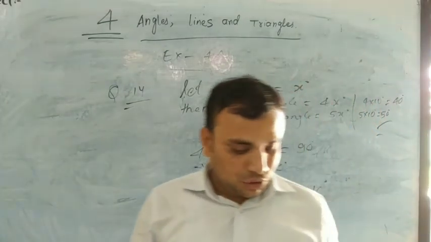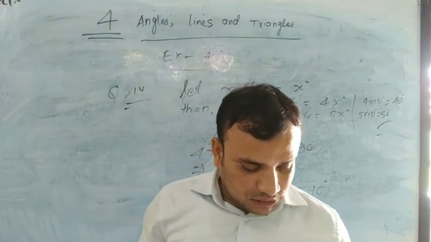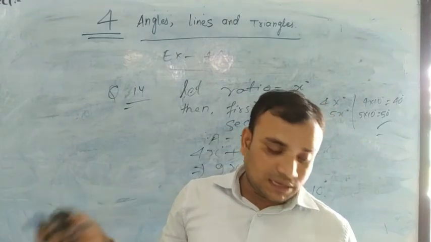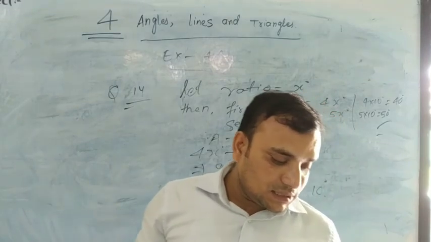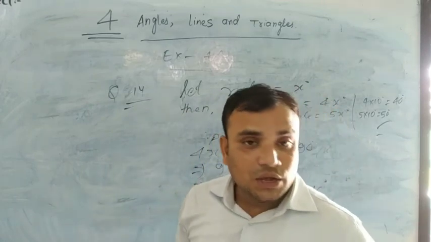So, dear student, your exercise 4A is complete. In the next video we will discuss adjacent angles relation. That means adjacent angles, linear pairs of angles and some theorems, and then solve exercise 4B.